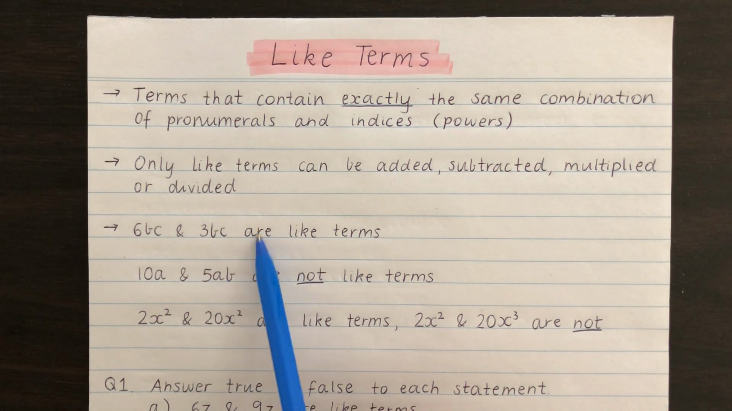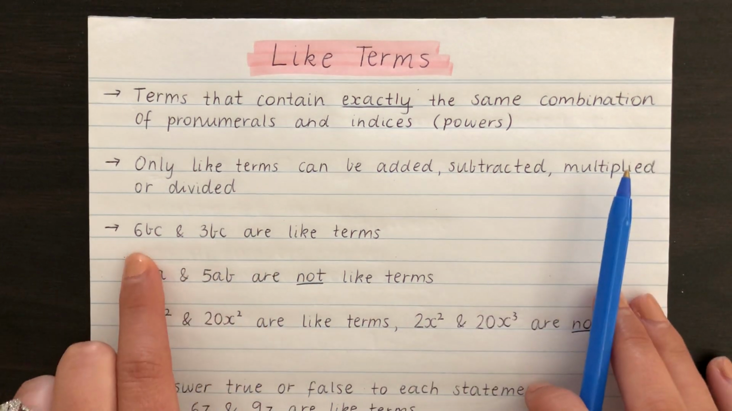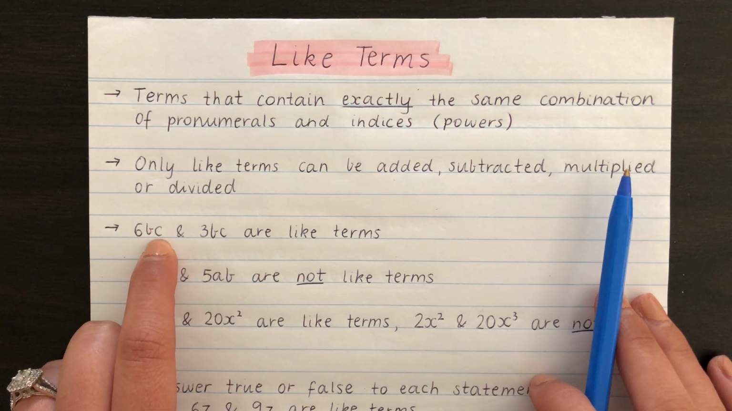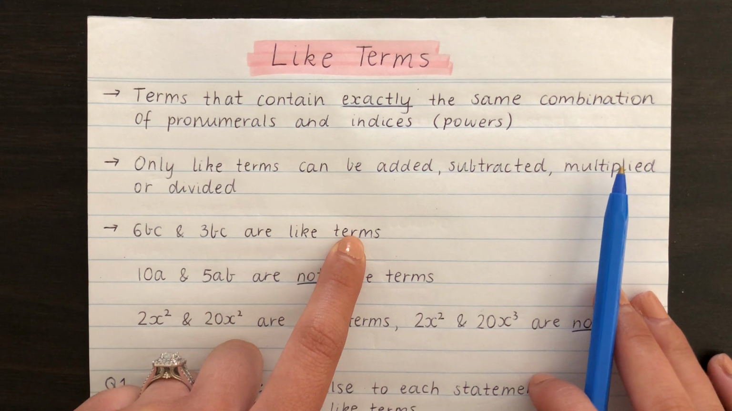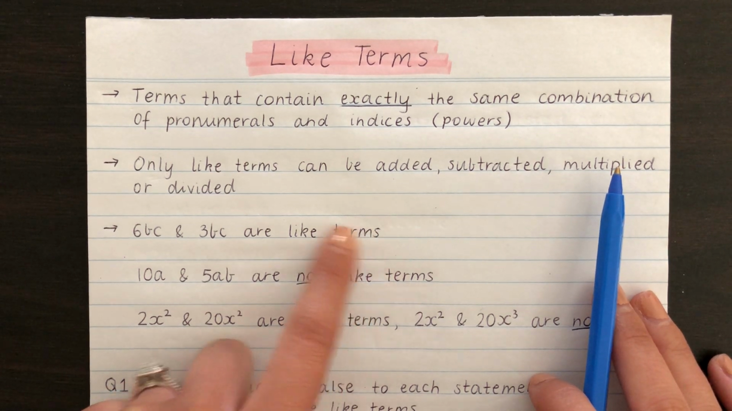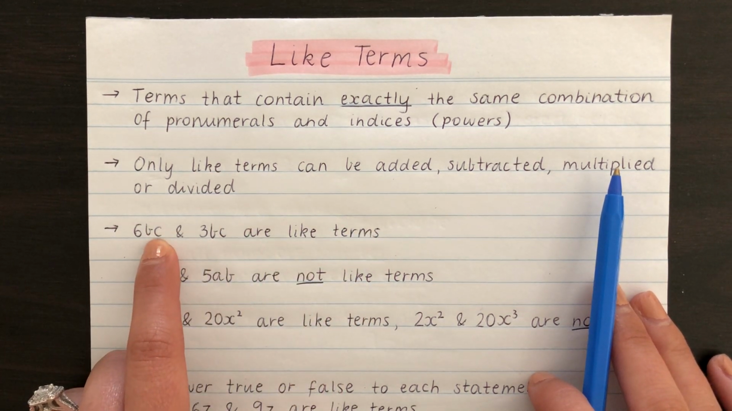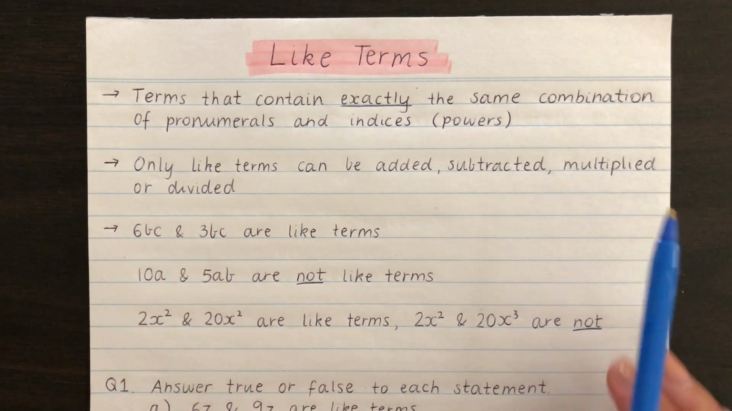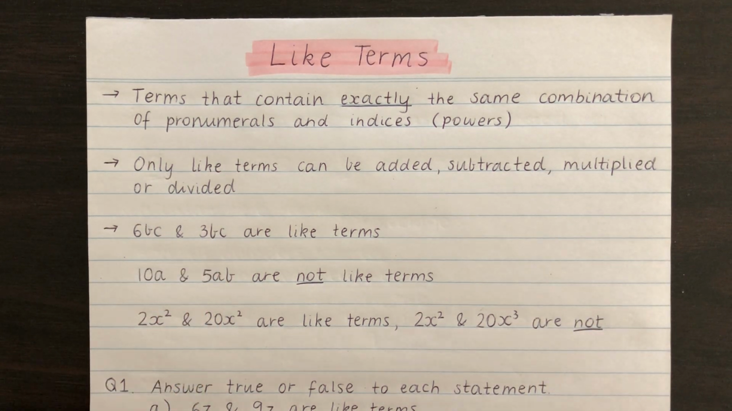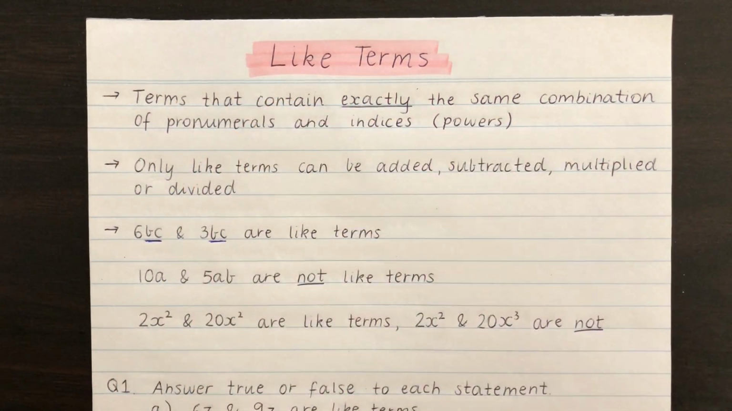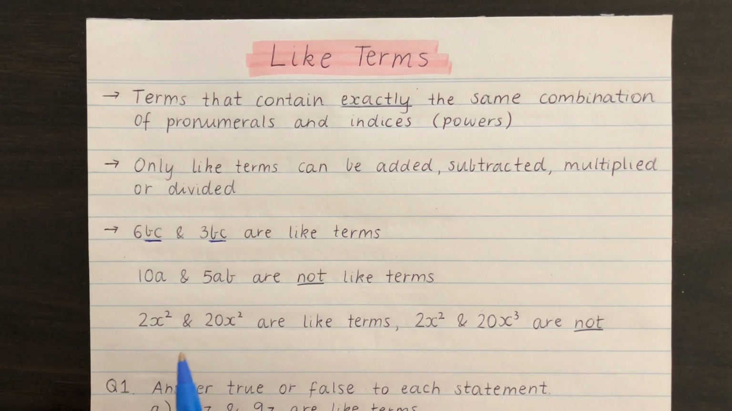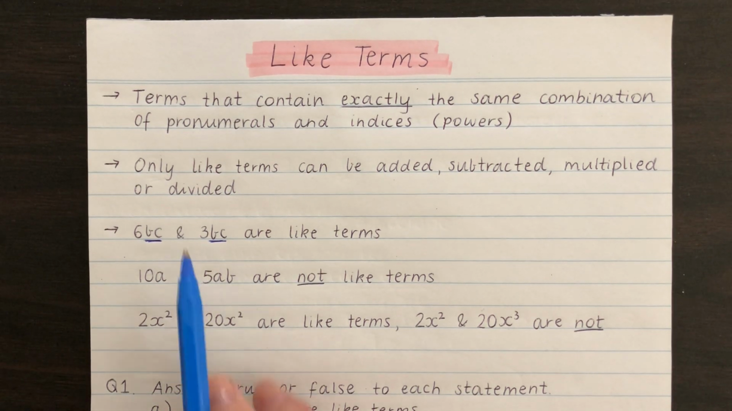So here I've just got 3 examples. The first one, 6BC and 3BC are like terms. Okay, yes, that is true. 6BC and 3BC are like terms because the pronumerals, which is just a mathematical word for letters, all right, are exactly the same.